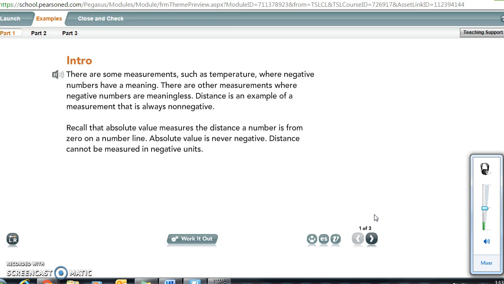Recall that absolute value measures the distance a number is from 0 on a number line. Absolute value is never negative. Distance cannot be measured in negative units. So we've talked a little bit about how absolute value or distance can never be negative. Example, if you're driving your car to work, or to school, it might be 2 miles. And when you drive back home, it's still going to be those 2 miles. It's not that you're going backwards. Distance is never negative. It's always positive.